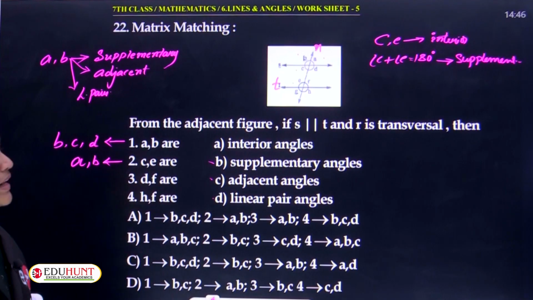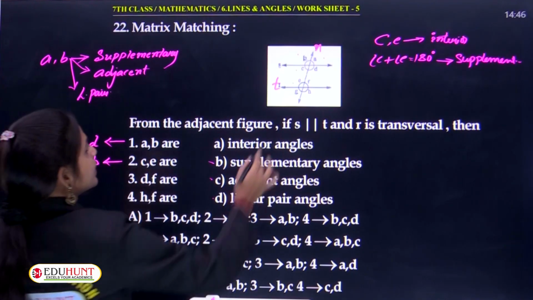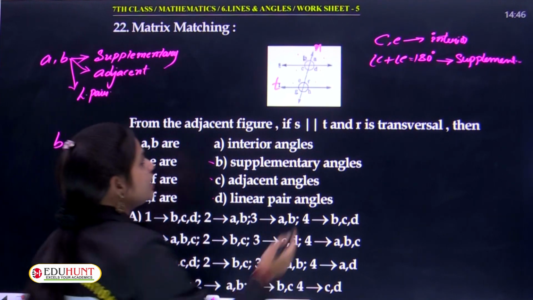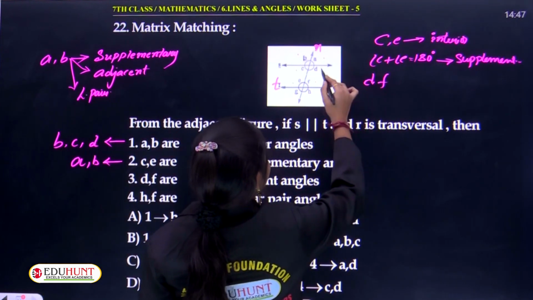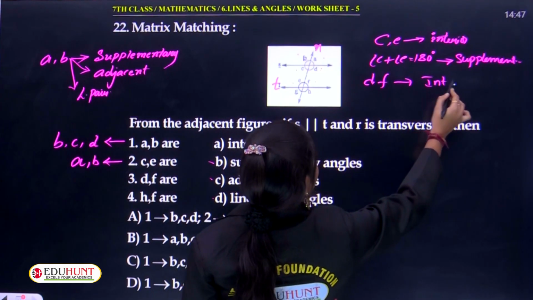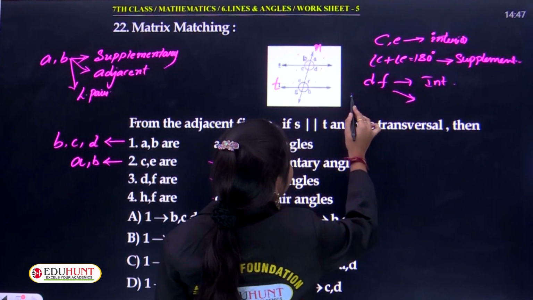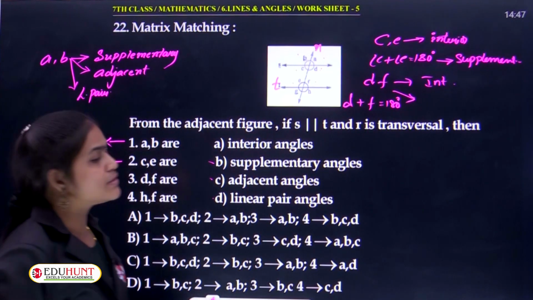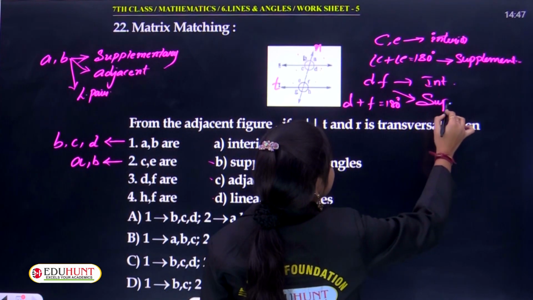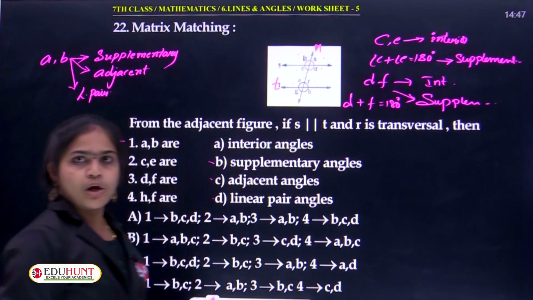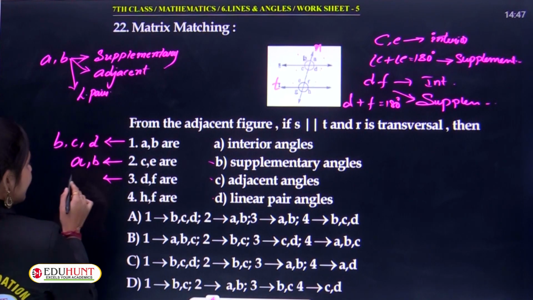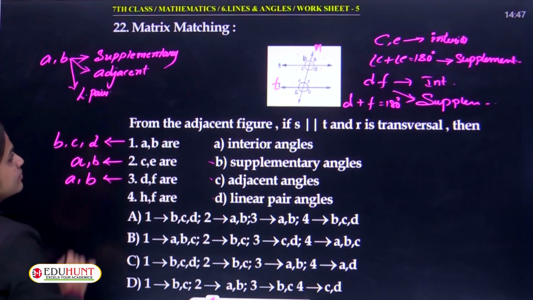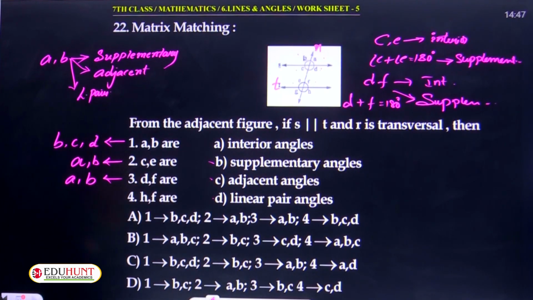Clear? Yes. Next, D and F. This is also the same only. These two are also interior angles. And in the same way, these two are also supplementary angles. D plus F is equal to 180 degrees. Why? Because those two are co-interior angles, no? That's why we can say those two are supplementary angles also. Okay? Now, what are the options here? A, B. Next, linear pair angles not possible. Yes, A and B.